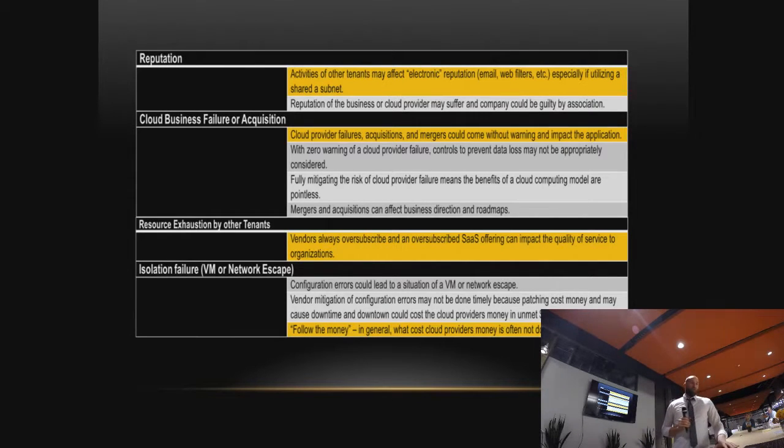Another one, vendors always oversubscribe, and an oversubscribed software as a service offering can impact the quality of service to organizations. There's one cloud vendor that we use. Again, at Casey's, we have more cloud solutions than about the rest of the business combined in this security team alone. So we've gone through this a lot, and here's one: they oversubscribe. They have too many clients, and then their software, their infrastructure, their network, something can't handle it. Performance degrades.